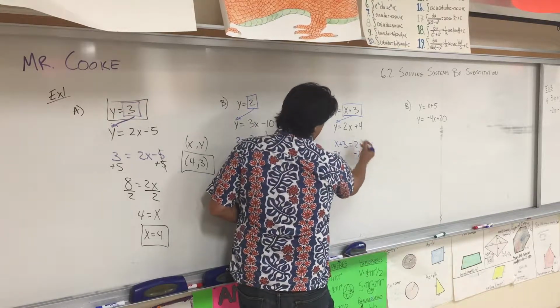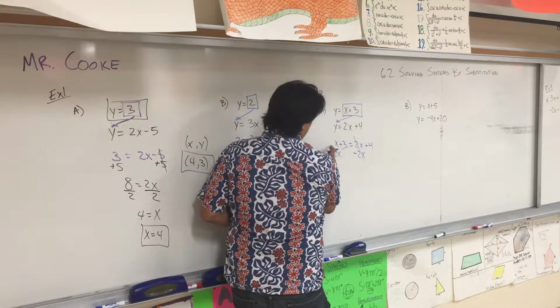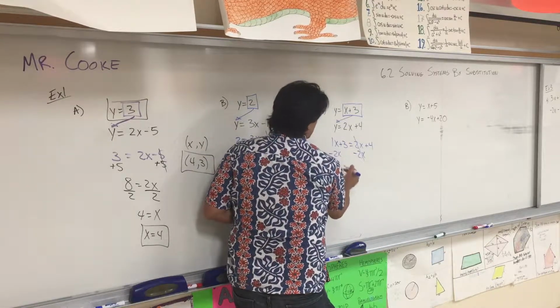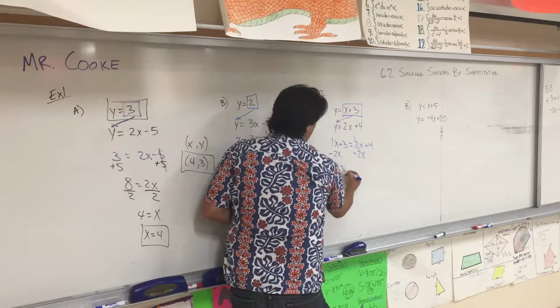Okay, so subtract 2x, those cancel. What's the number in front of this x? It's 1, right? So 1x minus 2x gives me negative 1x.